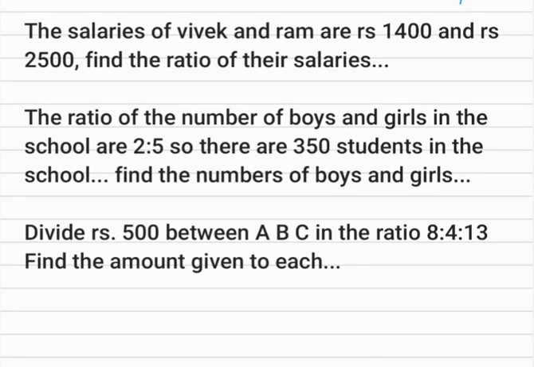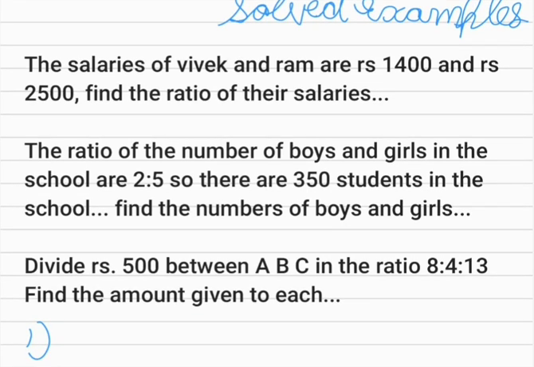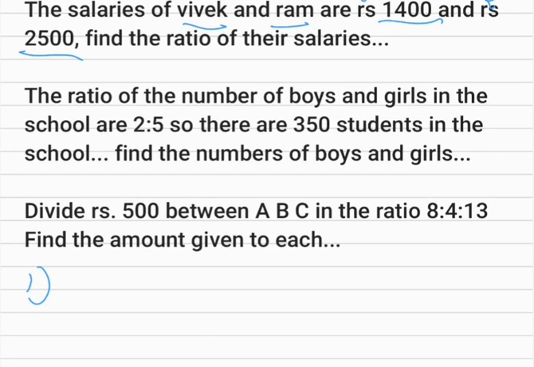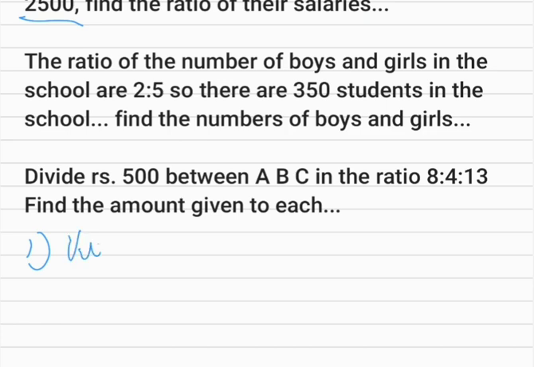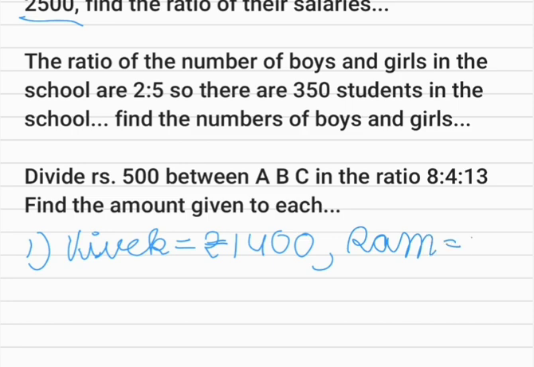First, it is saying that the salaries of Vivek and Ram are rupees, RS means rupees, 1400 and rupees 2500. So find the ratios of their salaries. So first, if you want to write the statements, you can write. I will also write. Vivek's salary is equal to rupees 1400, comma, Ram's salary is rupees 2500.